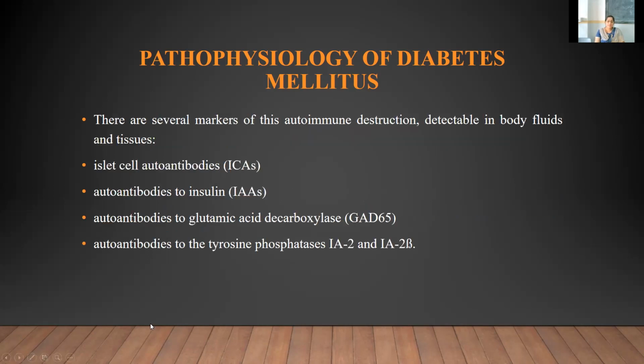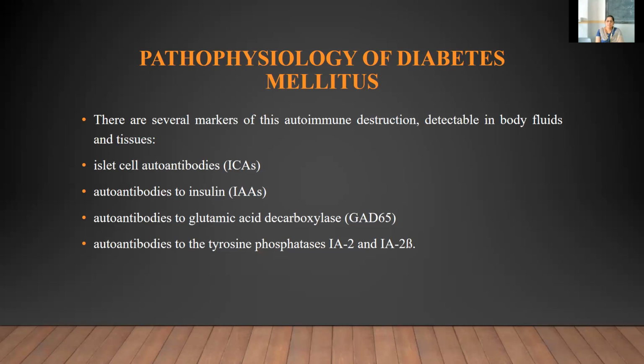Now, what are the markers to identify it? Markers are nothing but you actually check for particular antibodies or autoantibodies in the blood. If they are elevated, then you can conclude that this could be type 1 diabetes. So which are the markers which help you identify whether the patient has type 1 diabetes? These are the several markers of the autoimmune destruction. During autoimmune destruction, these antibodies are being released, so you can measure whether they are increased, and from that you can diagnose.